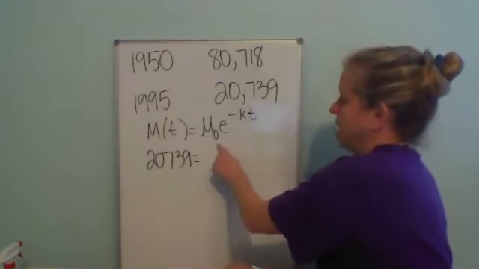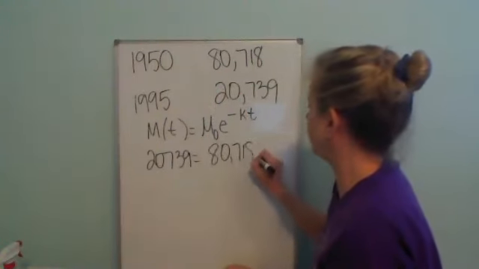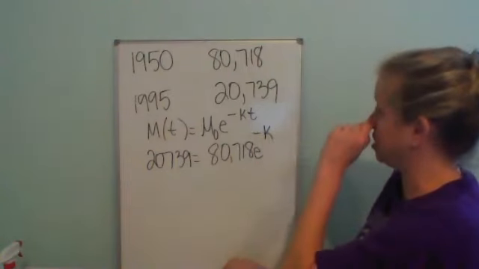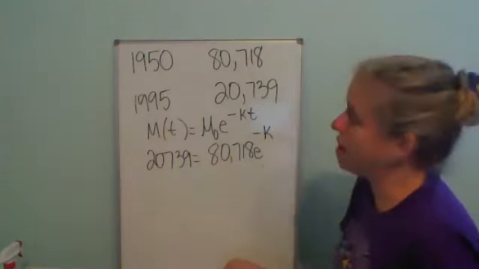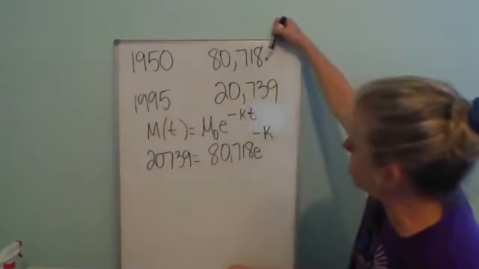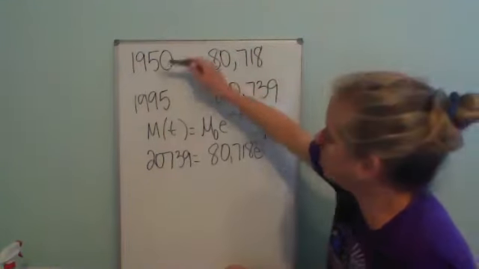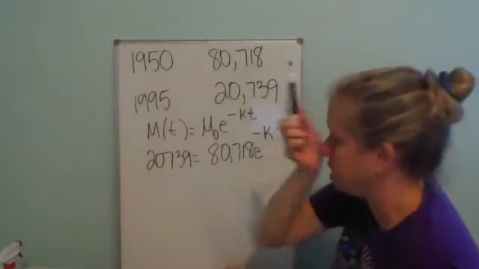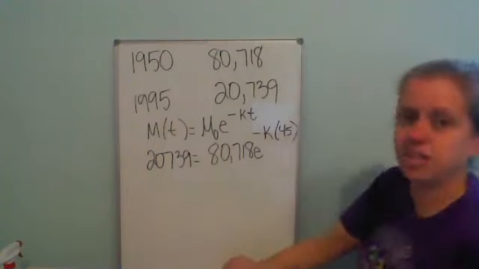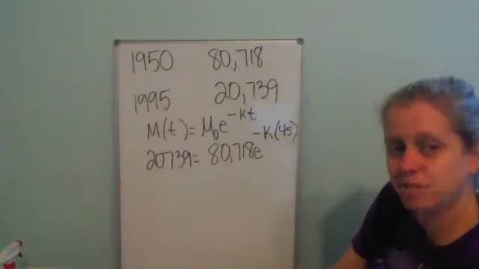Beginning amount, what was the amount at the beginning of farms? 80,718. E to the negative, I do not know the rate, that's what I'm going to try to find, but do I know the amount of time that it took to get from 80,718 farms to 20,739 farms? I do. It doesn't tell me, but I know it was from 1950 to 1995, which means it took 45 years for that to happen. So I know that the t is 45.